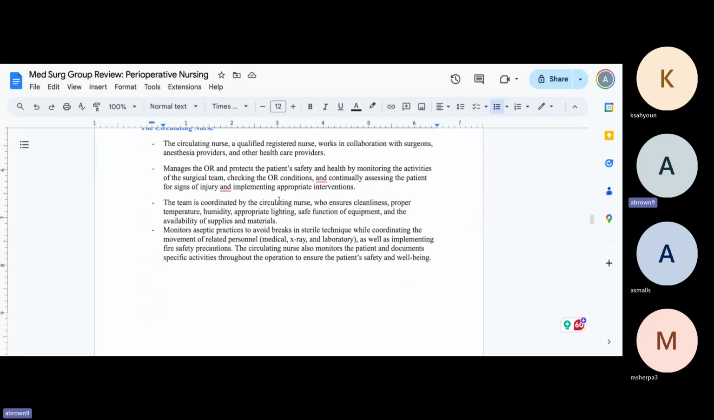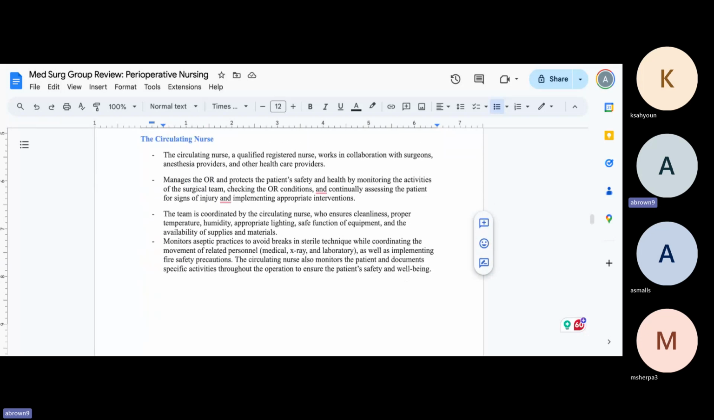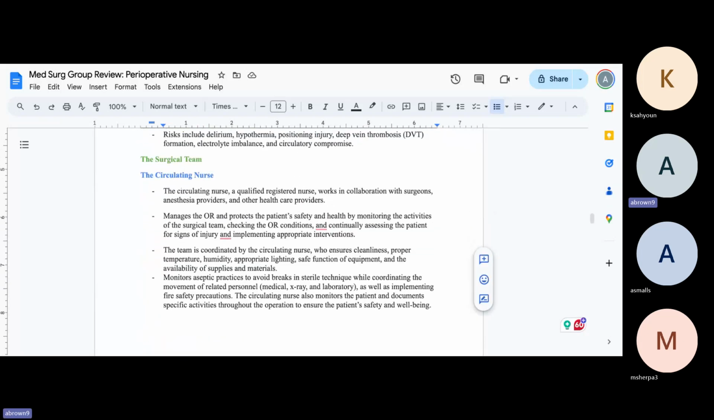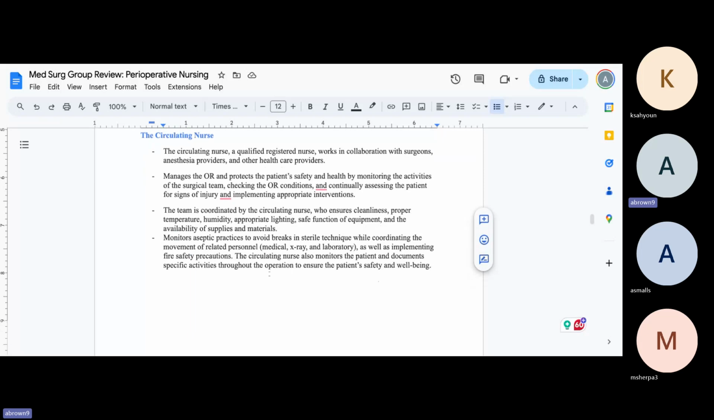The team is coordinated by the circulating nurse who ensures cleanliness, proper temperature, humidity, appropriate lighting, safe function of equipment, and the availability of supplies and materials. They monitor aseptic practices to avoid breaks in sterile technique while coordinating the movement of related personnel, as well as implementing fire safety precautions. The circulating nurse also monitors the patient and documents specific activities throughout the operation to ensure the patient's safety and well-being. Okay. So the circulating nurse basically does a lot. They're making sure that everything is going according to plan.